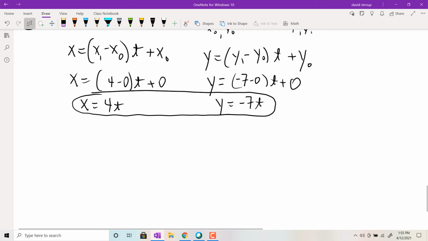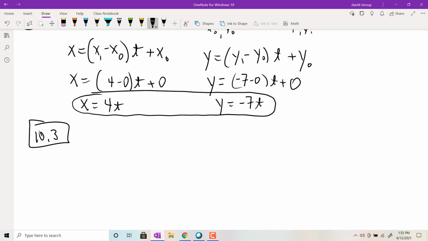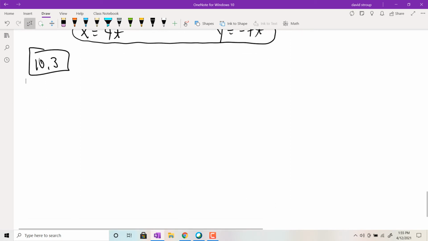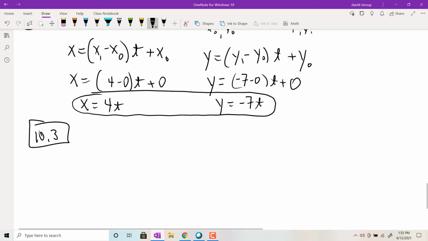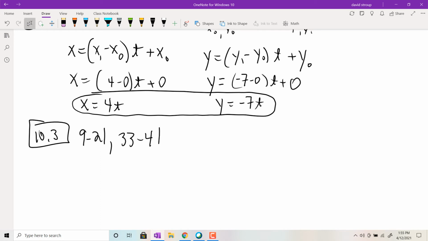Okay, right. Anyways, let's move on to 10.3, where we start connecting parametric equations to calculus, in particular, probably some derivative problems. I'll be sort of selecting questions from the set 9 to 21, and then 33 to 41, and then 49 to 53-ish.